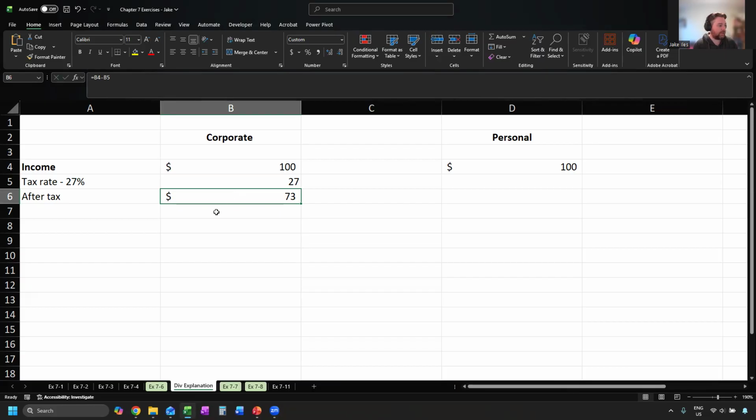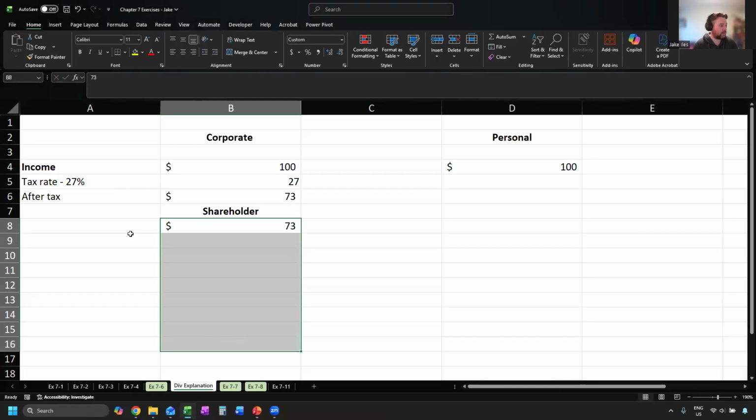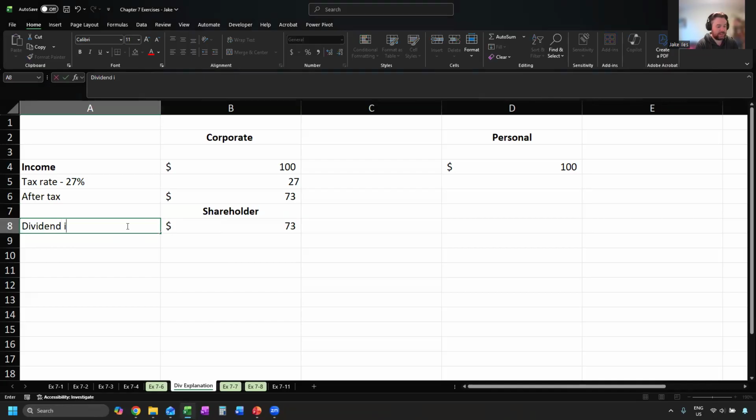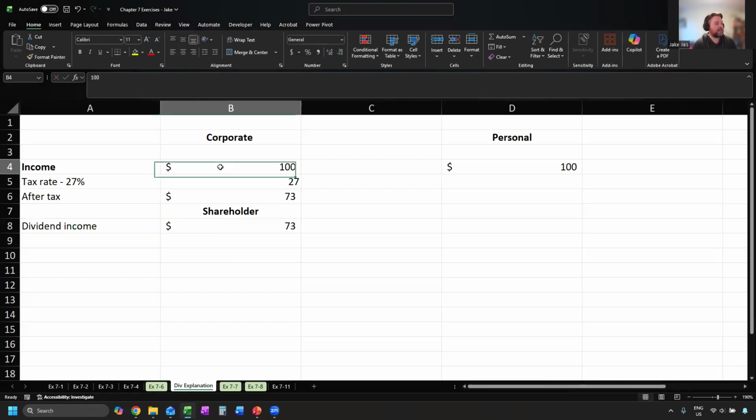So the shareholder, let's put shareholder here. The shareholder will receive that $73 as dividend income. So dividend income. Because the corporation paid its taxes, the amount of monies available to be paid out as dividends is $73. So now the shareholder receives this $73.